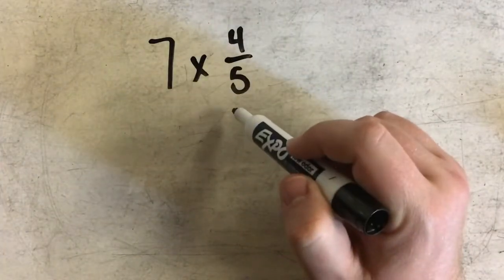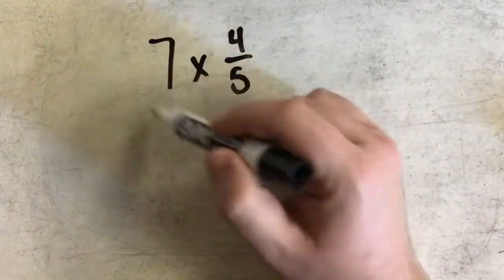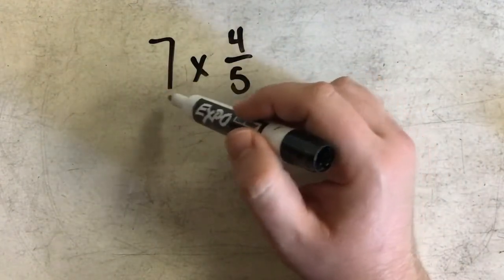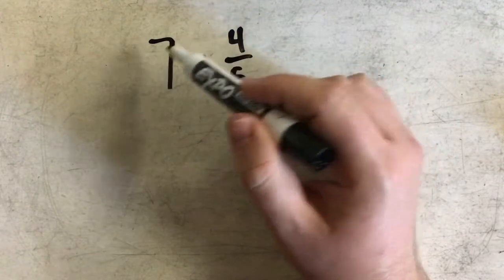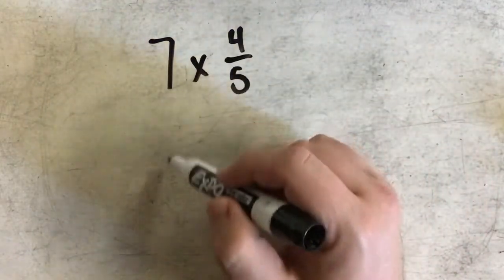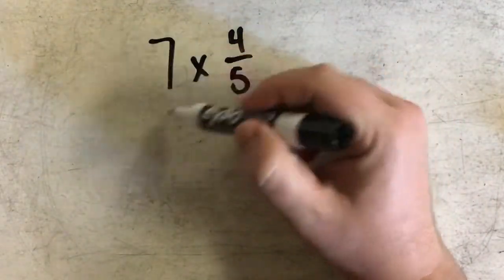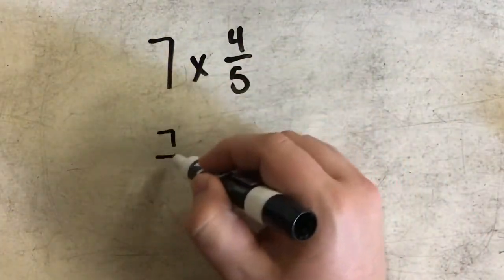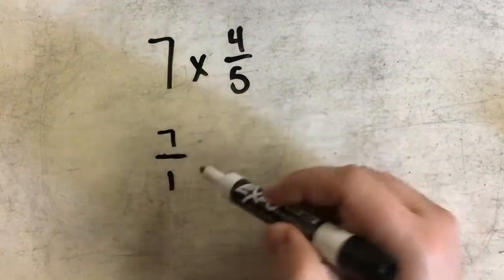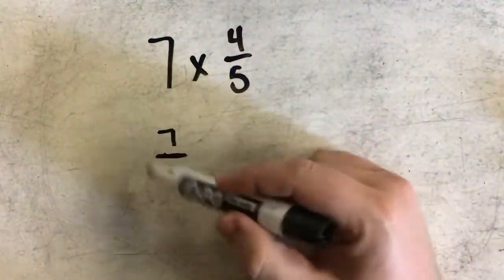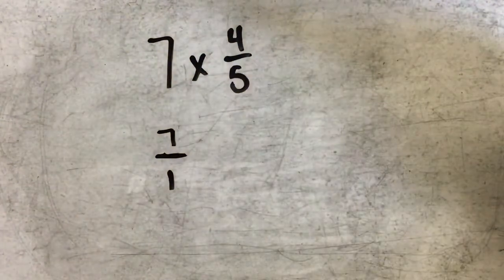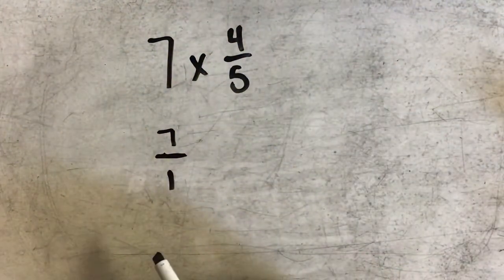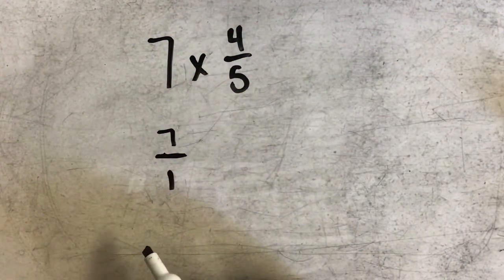left alone. And the reason that would apply is when I multiply a fraction, I really want to have two fractions to multiply. But since 7 is written as a whole number, I can rewrite 7 as 7 over 1. Any whole number can be rewritten as a fraction by adding a 1 in the denominator spot.